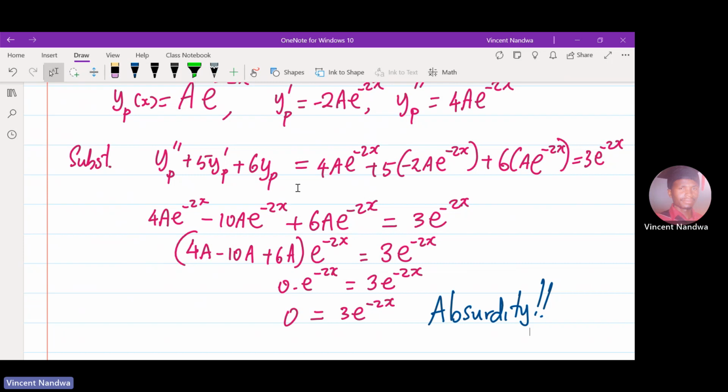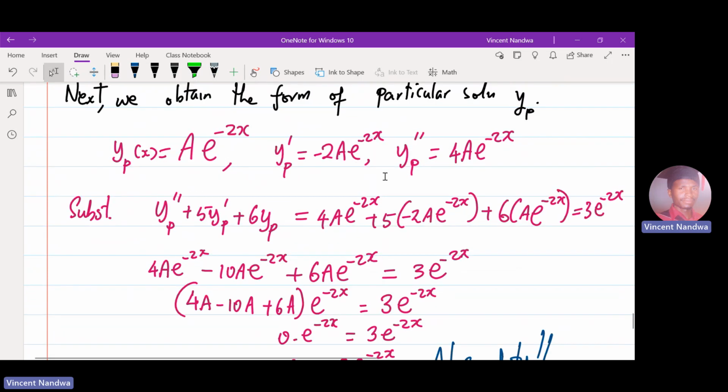So that means there's a problem. Yeah, there must be a problem. And the problem is likely to be from the choice of yp. Okay, y double prime. What's the value of y double prime? Negative 4. No, there's no problem with the derivatives. Yes.